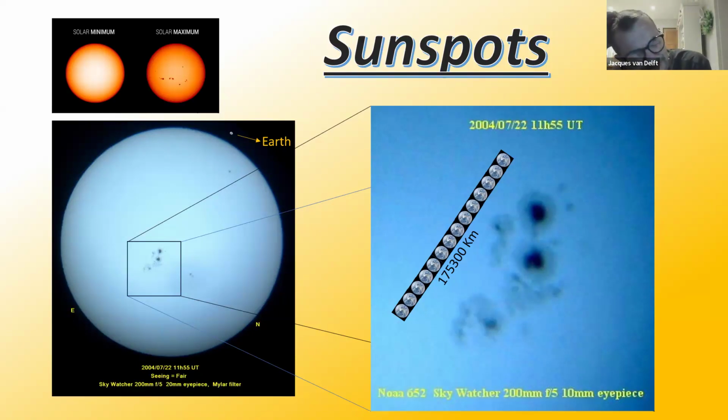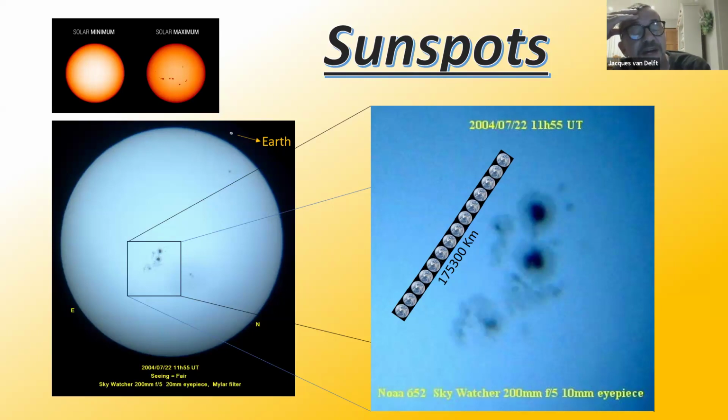Now, at the moment, we are actually almost at the maximum of solar cycle 25. And that's why we have a lot of solar activity going on in the last 2 years, and it's going up to, I think, the beginning of next year.